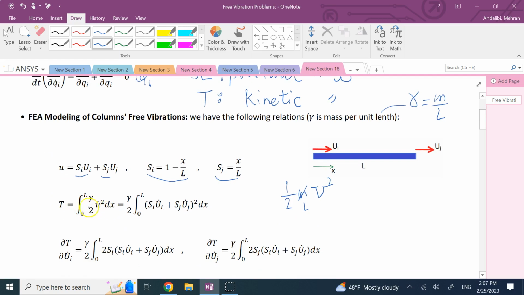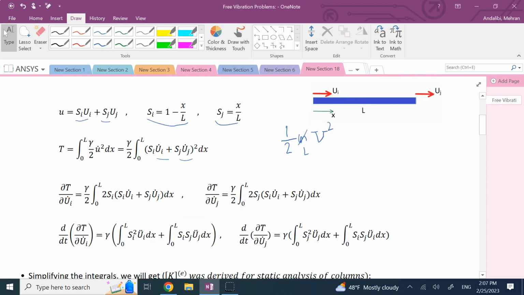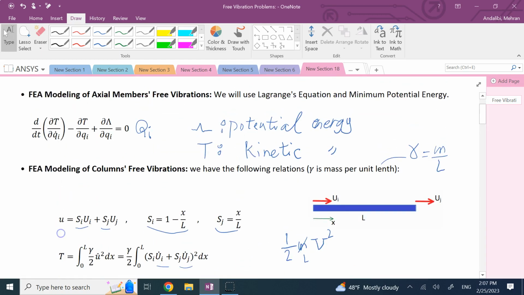And so we integrate this kinetic energy term. Gamma you can count as constant, bring it out of the integral, and then u dot is going to be the time derivative of this, where the shape functions are not functions of time, so for the nodal displacements you take their time derivatives, and then that's your u dot, and then you square it. Then you can find the components that you need in the Lagrangian equation, the first two terms.